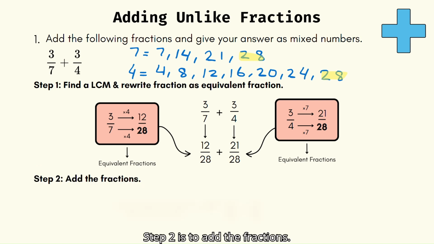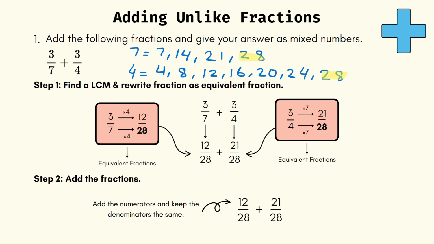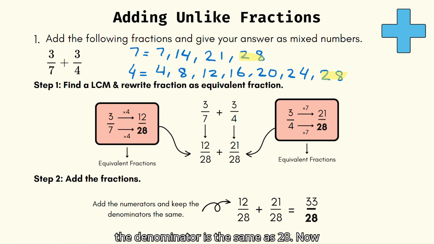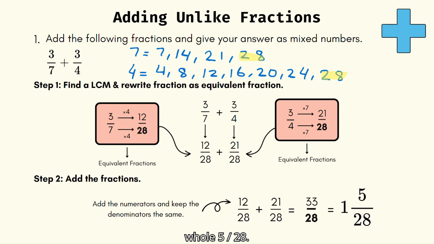Step 2 is to add the fractions. So we are going to add 12 over 28 and 21 over 28, but we are only going to add the numerators. The denominator will be kept the same. So 12 plus 21 is 33, and the denominator is the same, 28. Now 33 over 28 is an improper fraction because the denominator is smaller than the numerator. So we have to divide 33 by 28, and that will equal 1 whole 5 over 28.